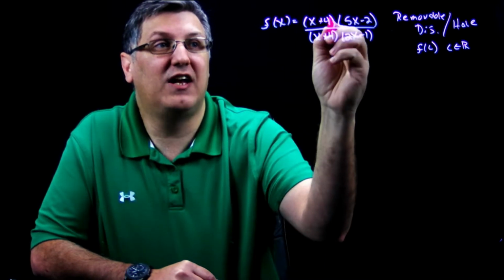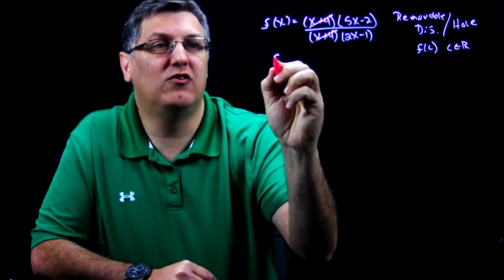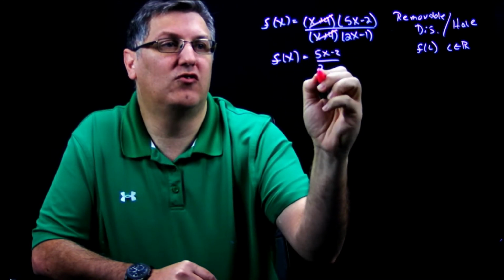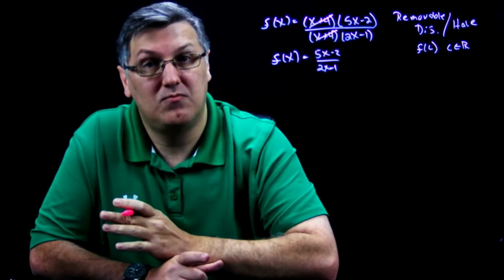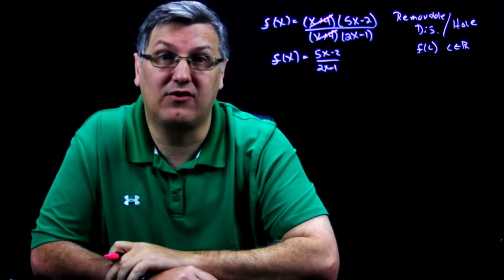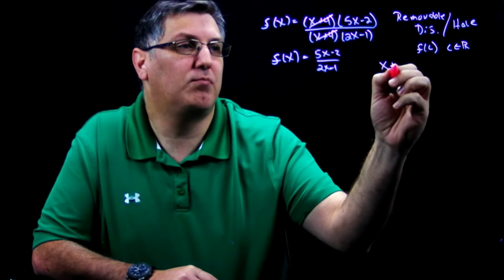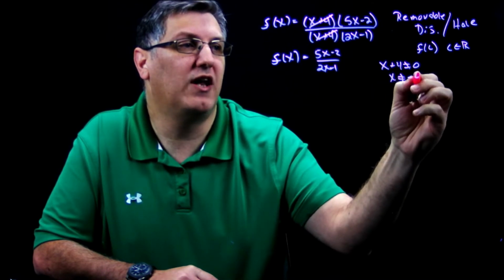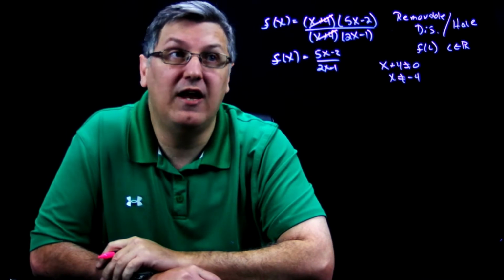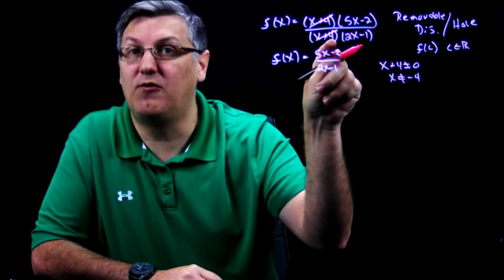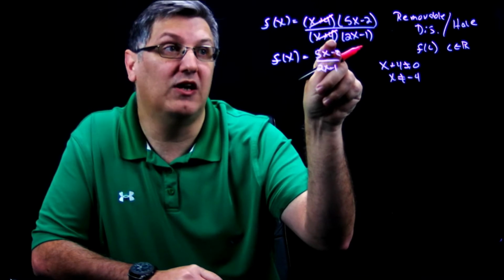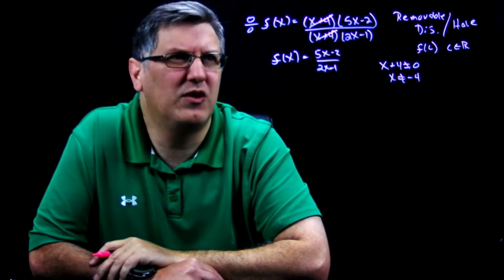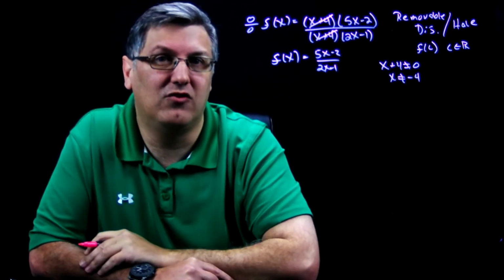Well, I can actually cancel out this x plus 4 and this x plus 4 and reduce my function to f of x equals 5x minus 2 over 2x minus 1. That's just simplifying a fraction. But we have to remember that my x plus 4 cannot equal 0. If I solve this, I know x cannot equal negative 4. That means if I put negative 4 into the original function, it's not going to work. I'm going to get 0 over 0. That's an indeterminate form that you'll study later on in calculus, but we can't do 0 over 0.